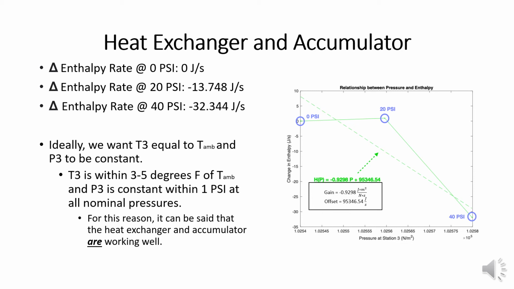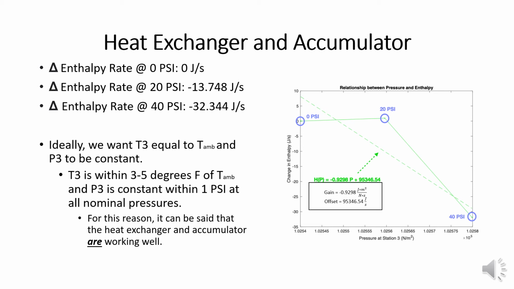As we increase the nominal pressure up to 40 psi, we end up with an enthalpy rate change of negative 32.344 joules per second, which means that more energy is being absorbed from the ambient air at 40 psi nominal pressure than at 20 and 0 psi nominal pressure, despite the fact that the block is insulated, just due to the fact that there's a face on the top that's not insulated and there's an air gap between the insulation and the block itself to allow for the heat transfer to occur.